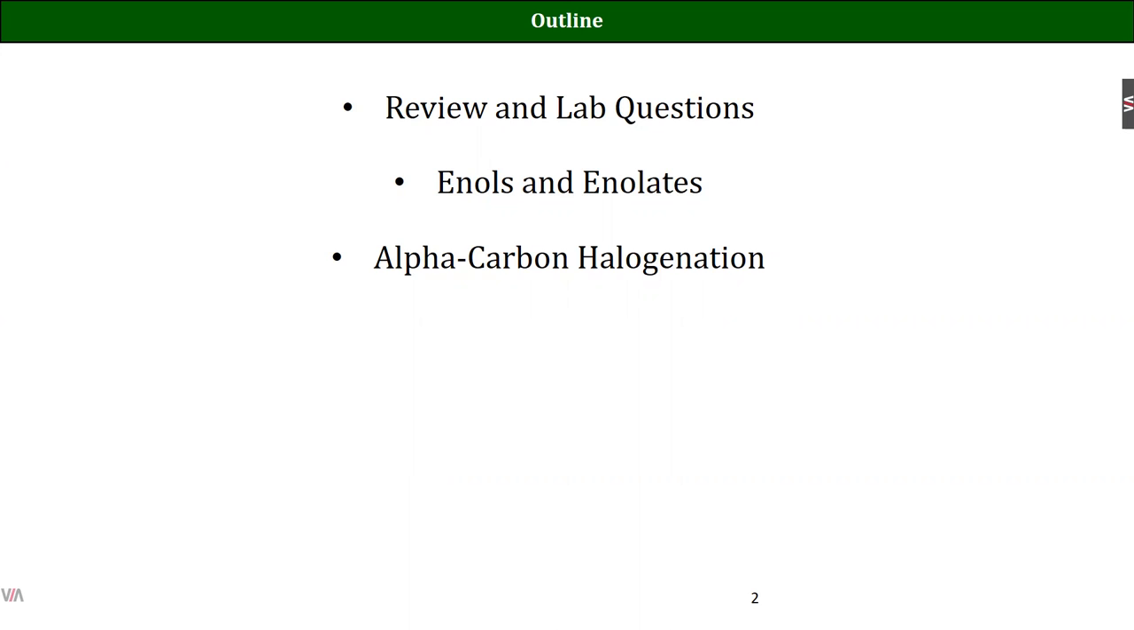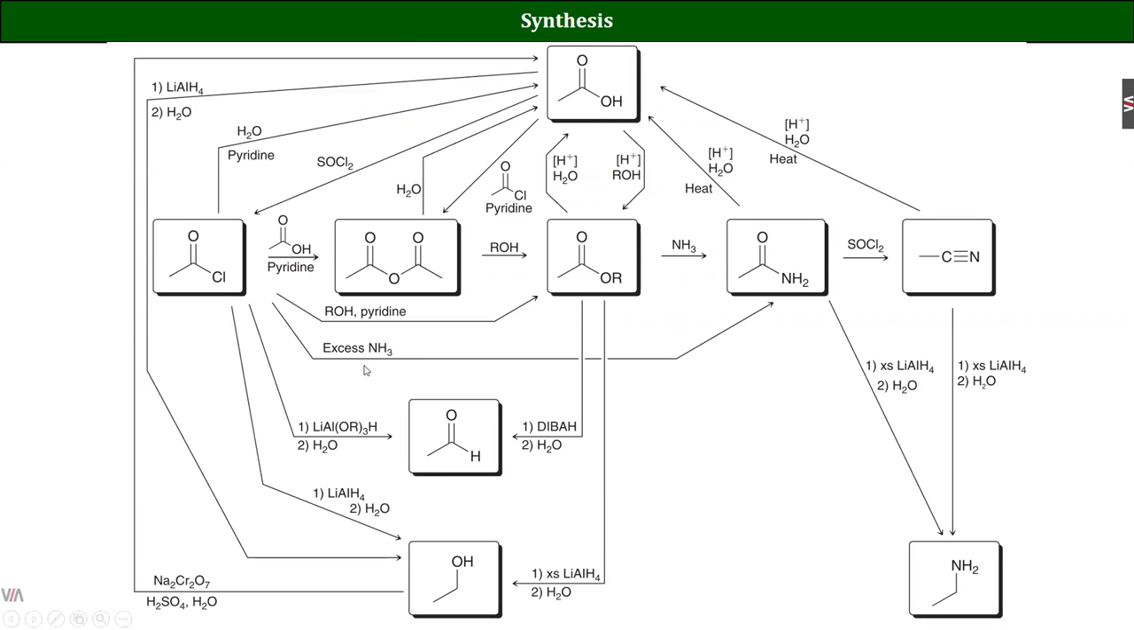So today what we're going to talk about is alpha carbons. This is really the last major topic in first year OCHEM. It's basically more carbonyl chemistry, but it's the carbon next to the carbonyl. It has very specific reactions as well, especially aldehydes and ketones. That alpha carbon has fairly unique properties because of the formation of enols and enolates.